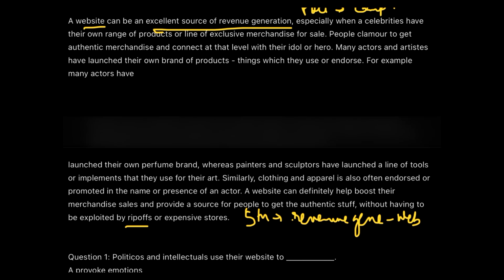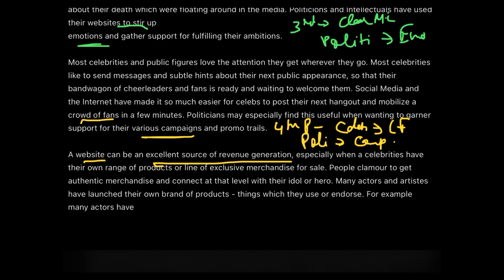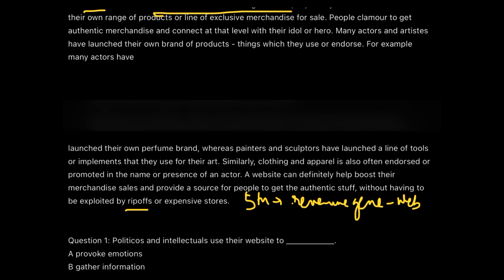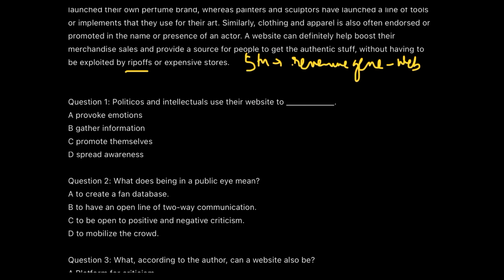So we have 5 paragraphs, and in these 5 paragraphs we see that the politician information is in paragraph number 3, as you see on my screen. The last line says that politicians and intellectuals have used their websites to stir up emotion and gather information, like gather that emotion for fulfilling their own ambition. So over here, option A says provoke emotions, gather information, promote themselves, spread awareness. Of course, they are not going to do any of them except for provoking the emotion. So a direct question, DQ, direct question number 1.